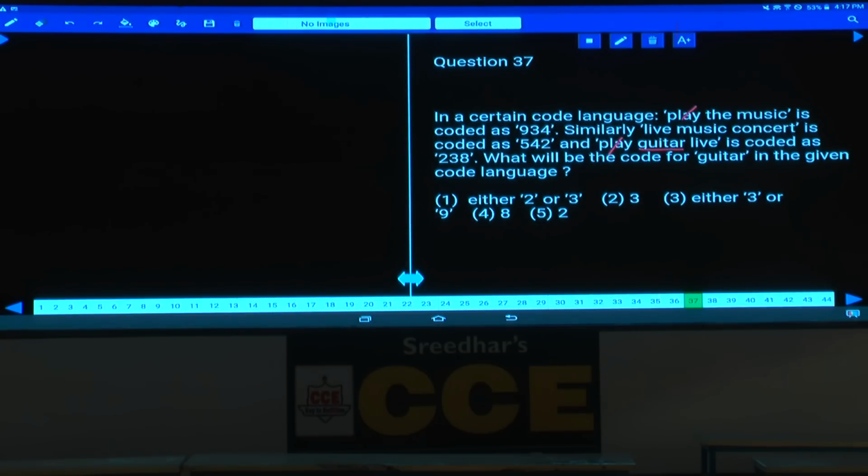If you compare these two, the first and the third, play the music 934, play guitar live and 3, the code to the word play is 3, isn't it? Play is 3. Then live music concert, here live, if you compare the second and the third statements, live is the word which is common. Then tell me what is the code which is common here? 5, 4, 2 and 2. 2 is common, isn't it? Hence play is 3, live is 2, and so what is left over here? Guitar is left over. And what is the code to this word guitar? 8 is the code. Done? Then this is about question number 37. Then 38.